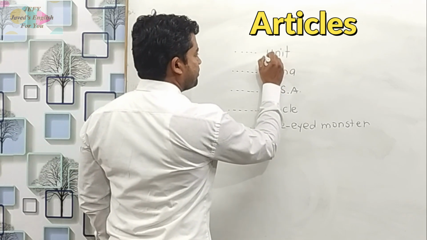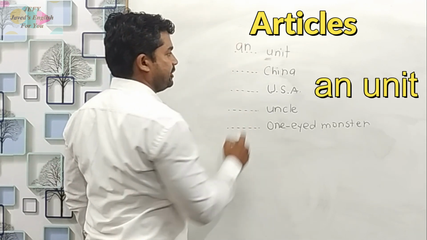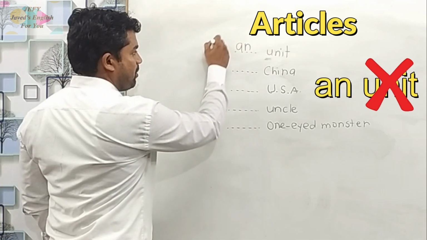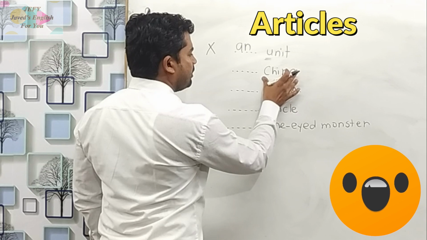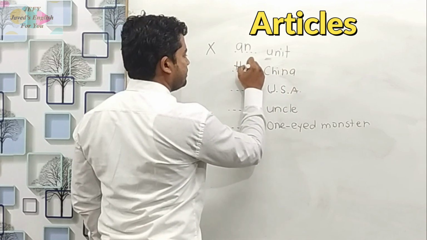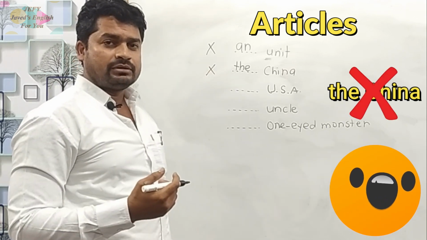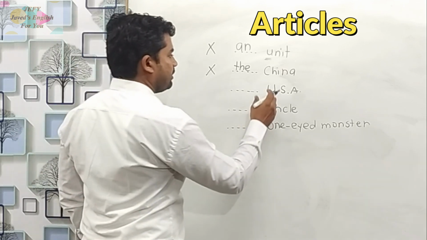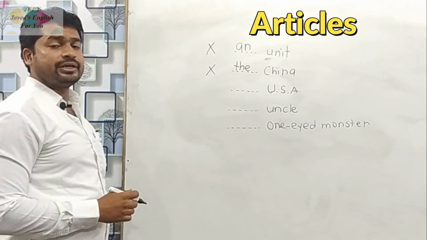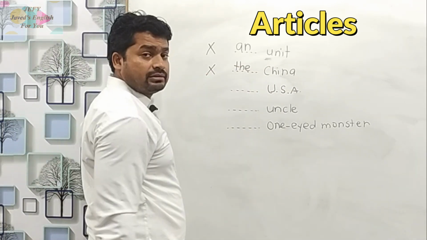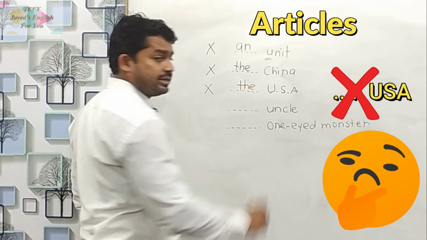Unit, it begins with a vowel, so I'm going to put here an unit. Okay, it's wrong. Let's face the other, China. Let's put the China. Once again I am wrong. Let's go for the third one. Before the country we put the, and we were wrong. Okay, so let's leave it empty. Will that do? No, we should write the here.